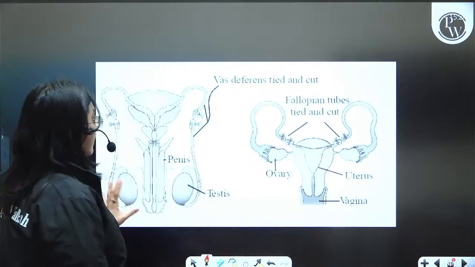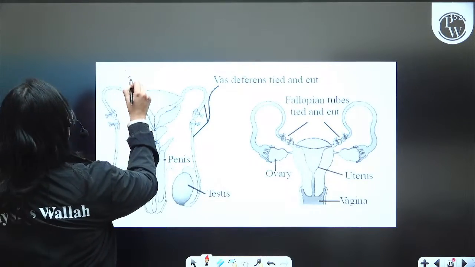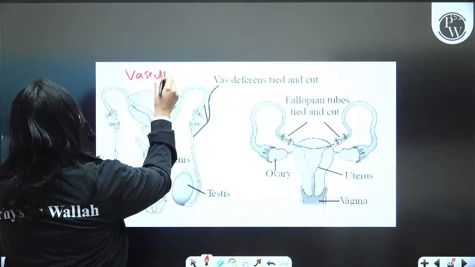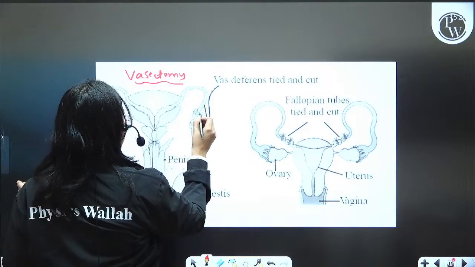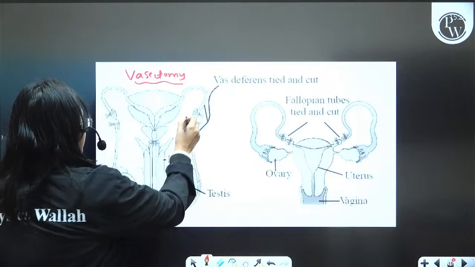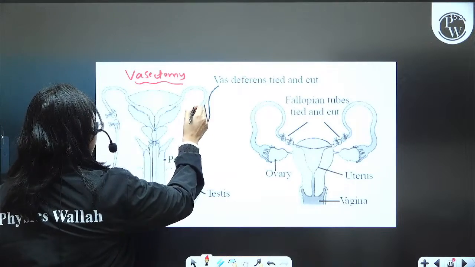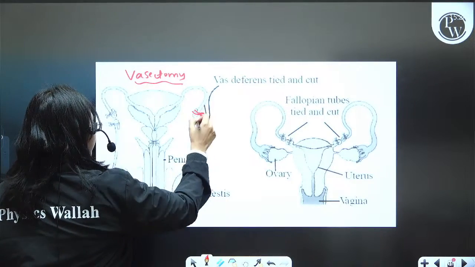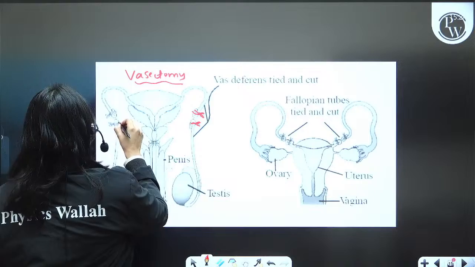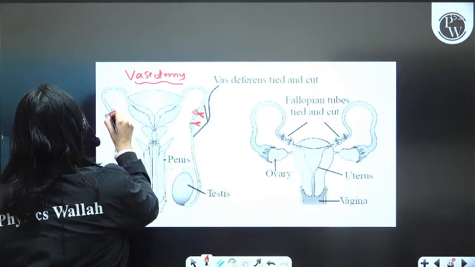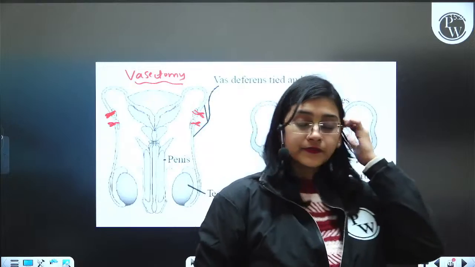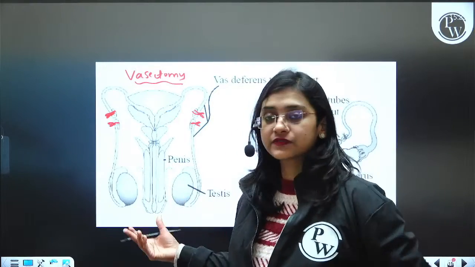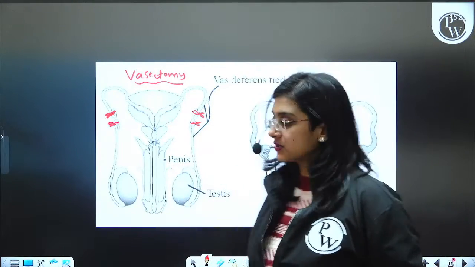So what you have to show in vasectomy is the vas deferens is cut and tied. Okay, so you have to show the cut part and the tied part of vas deferens from both the sides. It's important to show from both the sides, then only we can say that it's a successful permanent contraception.